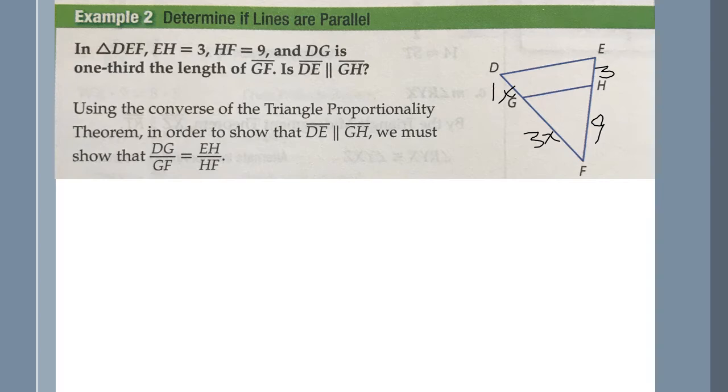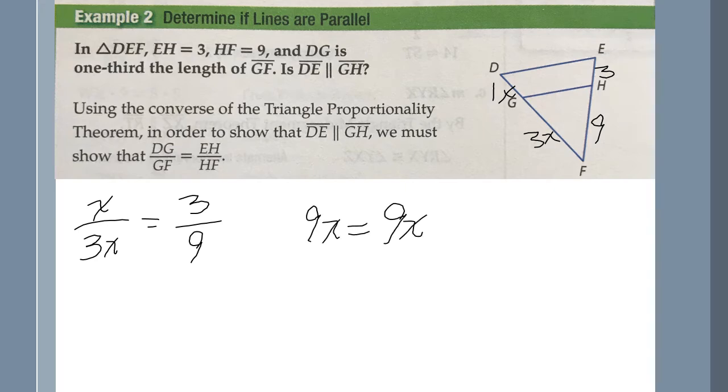So we're going to set this up as DG, so x over 3x equals 3 over 9. Well, the quickest way to solve this is just to cross multiply. If I get both sides equal when I cross multiply, they are parallel. So 9x equals 9x. I have cross multiplied and I have an equation here. Therefore, DE is parallel to GH.